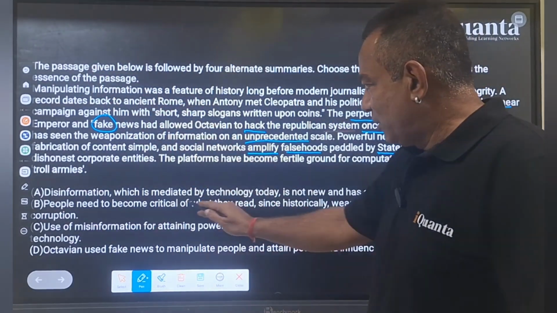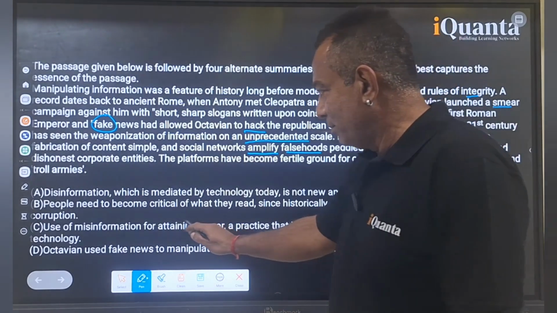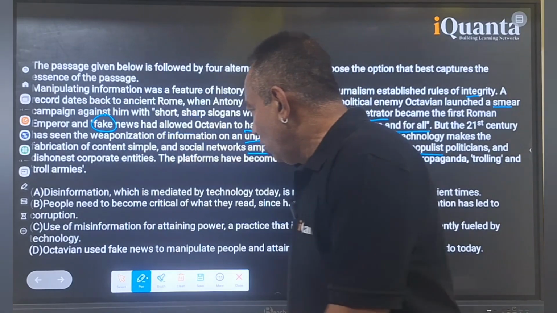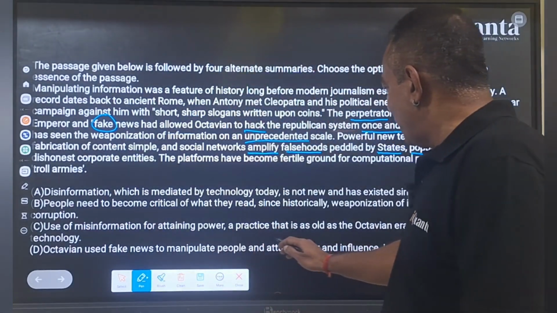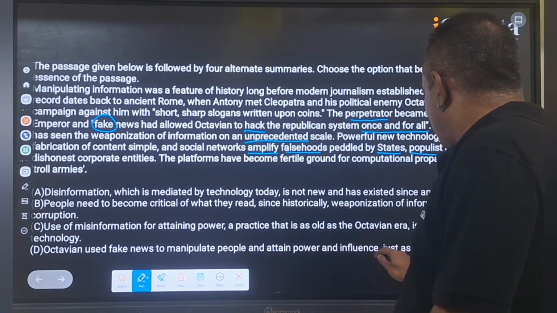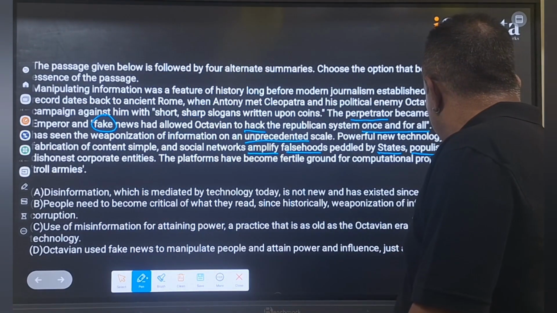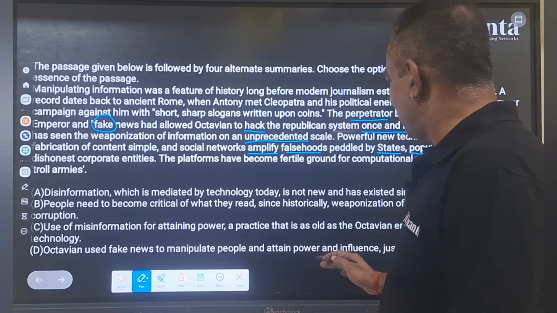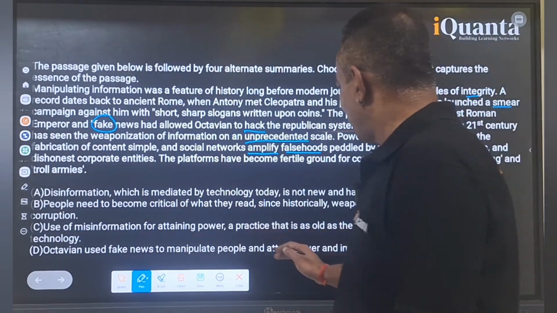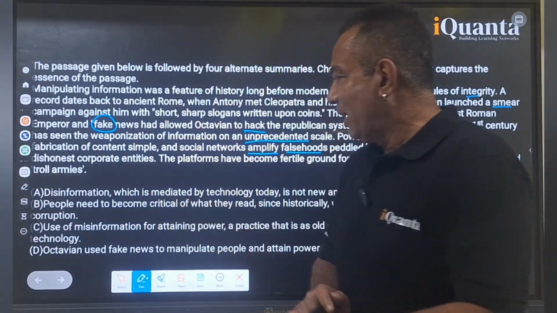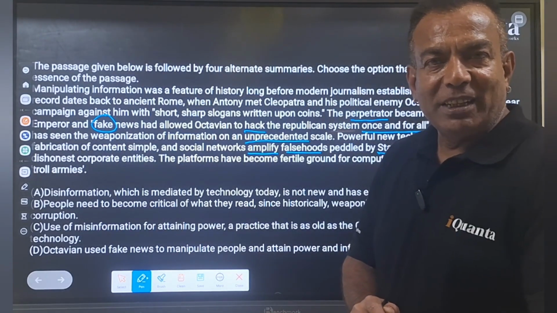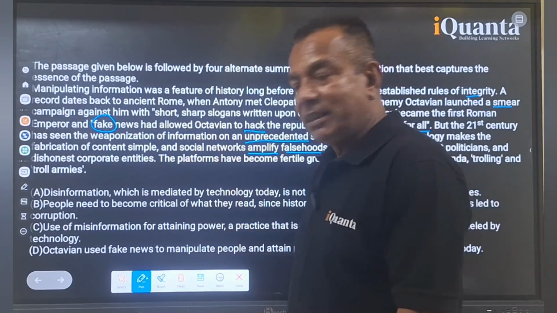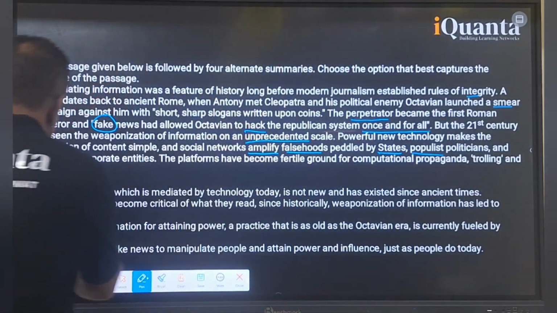So this is quite viable. This is very suitable as a summary. Let's see the last one. Octavian used fake news to manipulate people and attain power and influence, just as people do today. But this does not explain the whole thing about technology or anything like that. It's talking about what Octavian did with the fake news. So the best answer would be C, this one here.